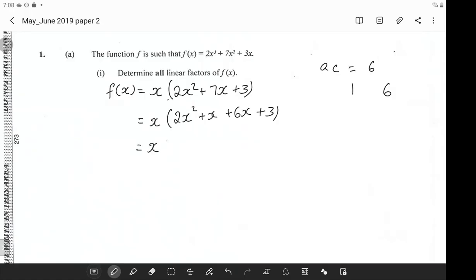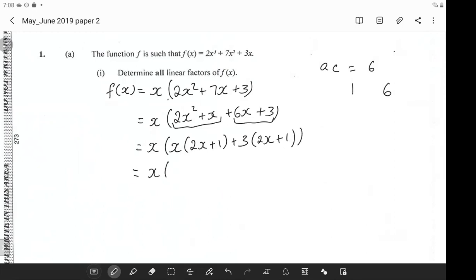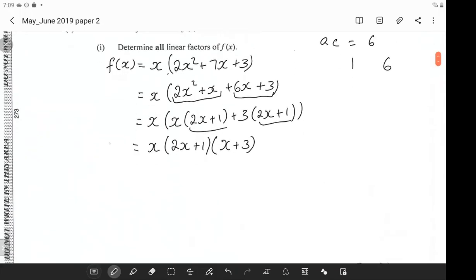We could now factorize by grouping. Group these terms: we get x in common, so we get x into 2x plus 1, plus, group these two, notice that the HCF is 3, so we have 3 into 2x plus 1. Then factorize like terms. We have the 2x plus 1 here, so we have 2x plus 1 and the remaining x plus 3. And this is our linear factors: x, 2x plus 1 and x plus 3. We are finished.